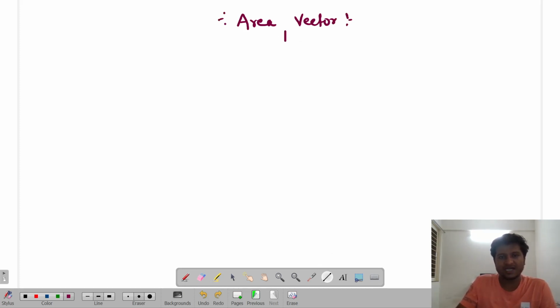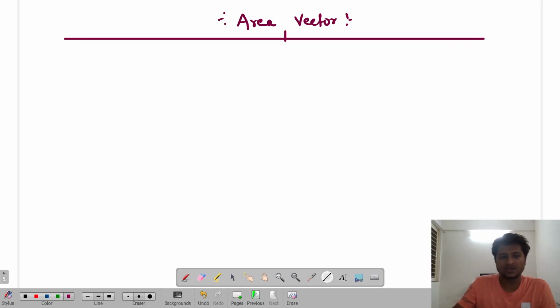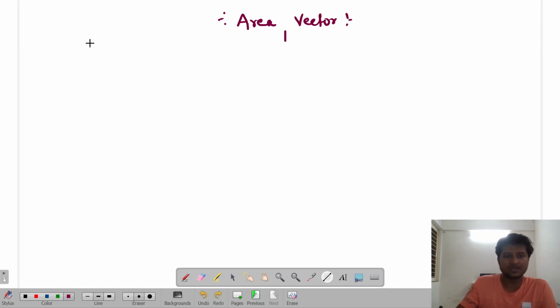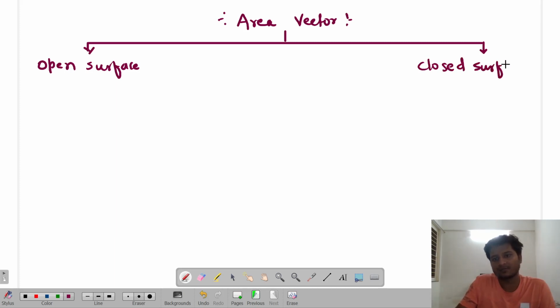You know, 90% of the students of class 12 are not able to do Gauss law perfectly because of this concept, because they do not know that specifically we have two kinds of area vector. One we call the open surface area vector, and then we have the closed surface area vector. Are you able to get me or not?